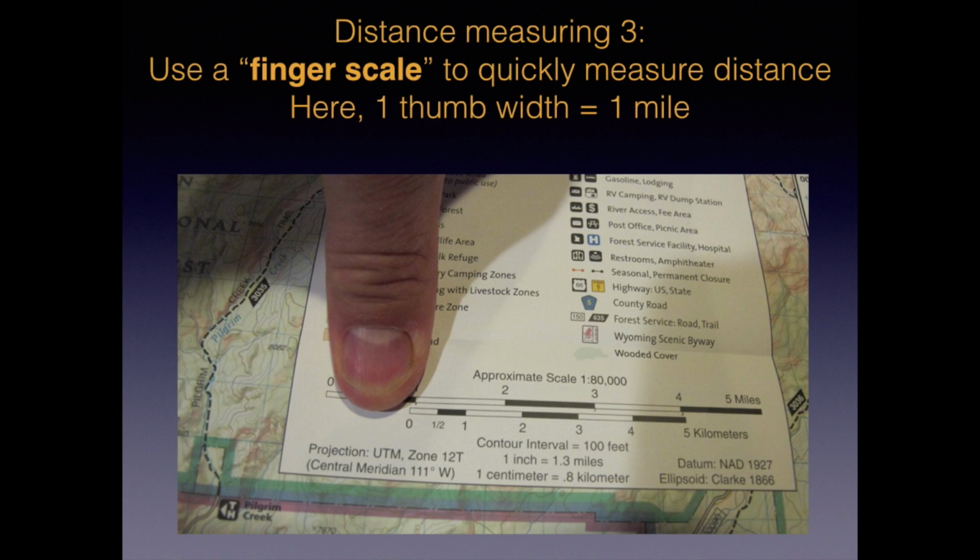The technique I use most of the time is my finger. Put a finger on your bar scale and find a convenient fraction of a mile or kilometer that matches the width of your finger. Here at this scale, 1 thumb width equals about 1 mile. Then alternate thumbs on your map to measure distance. This technique works much better when you're trying to measure distance along a curving line such as a trail or a stream. For a complete video on using a finger scale, see Lesson 8 in this series.